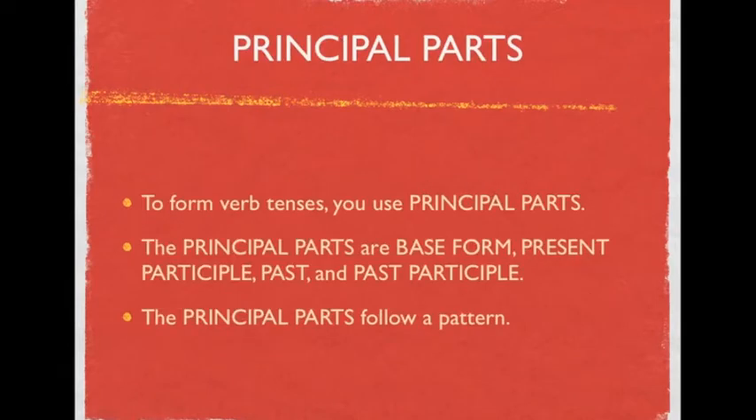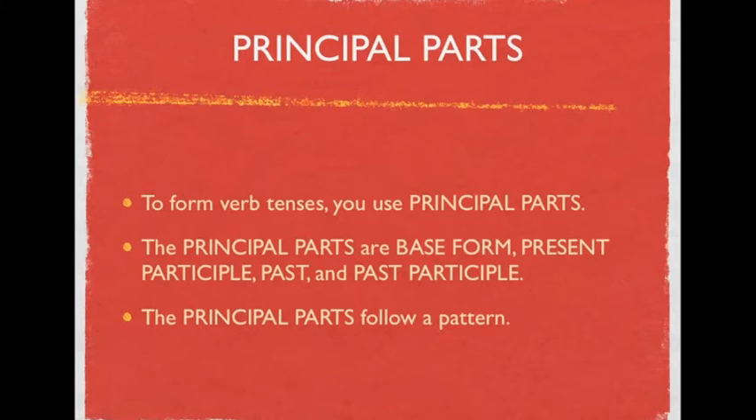Now, the principal parts. Any kind of verb tense you need, you have to understand the principal parts. Once you understand those, you can use those to build anything else. The parts are base form, present participle, past, and past participle. Base form is often called the present form anyway. But it's called a base because that's what you build off of.